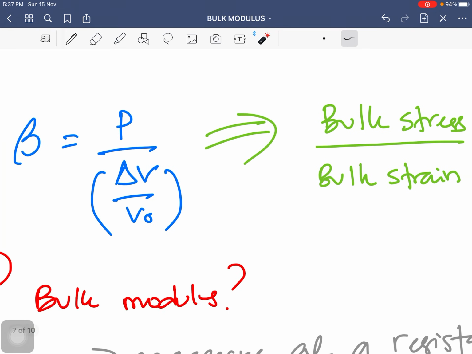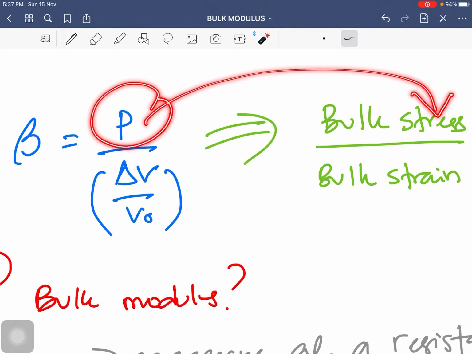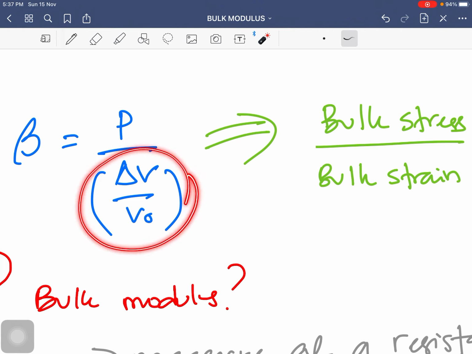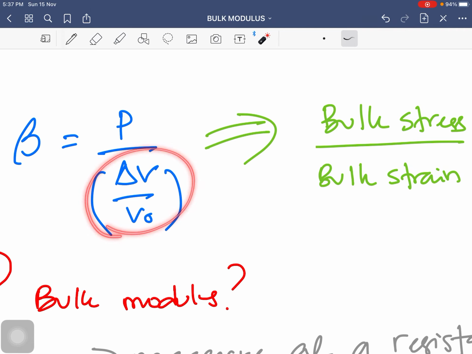So this pressure, we call it the stress, isn't it? And then delta V over V0 is the strain, the rate of change of elongation, or right now we are discussing volume. So it can also be strain. So here we will call it the bulk stress over bulk strain as well. So this one is the bulk stress and this one is the bulk strain.